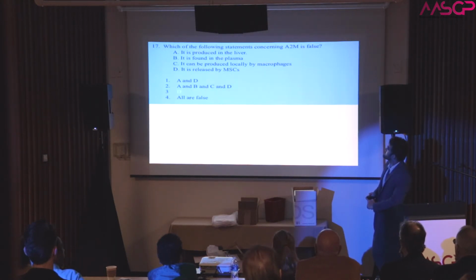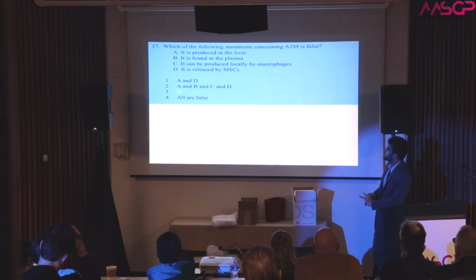Which of the following statements concerning alpha 2 macroglobulin is false? So we've seen a few questions about this already. It's not released by MSCs. It is produced in the liver, can be produced locally by macrophages. We know that. And found in plasma, it's a plasma protein. Not released by MSCs. Remember, the only two things that release it are liver and macrophages.